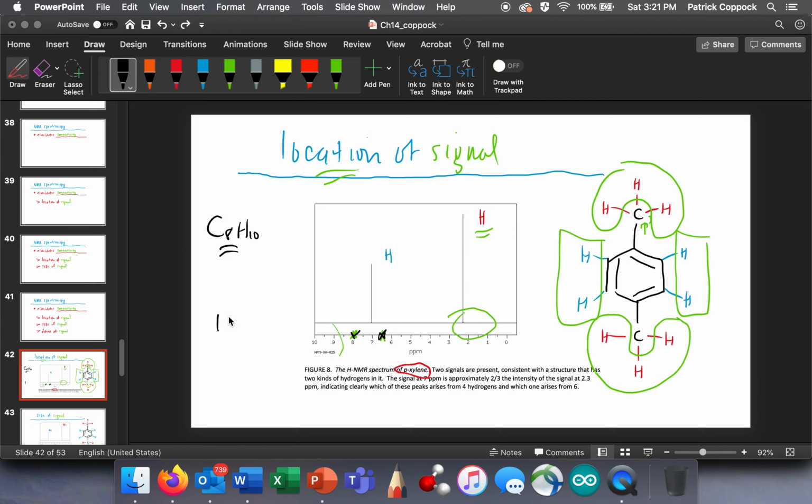So I know I must have a benzene ring, right? So there's 6 carbons of them, and so I've got C2 left. I haven't said how many hydrogens are on there, right? But I know I've got 2 carbons left to assign, right? So can you see how this is helpful? All right, hopefully so. So the location of the signal is going to give us a lot of information.